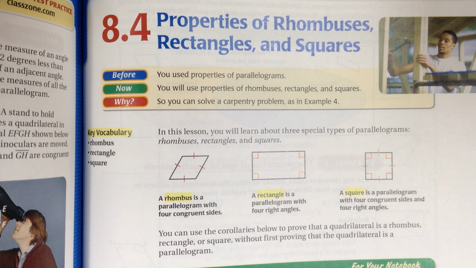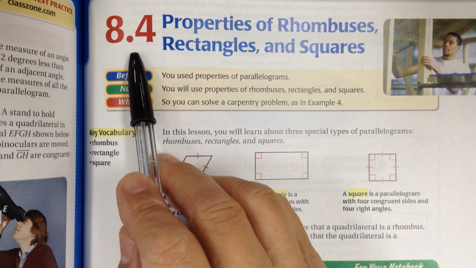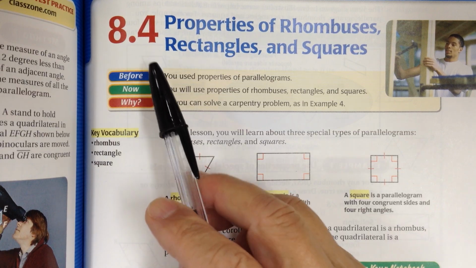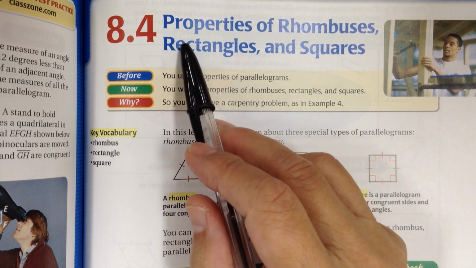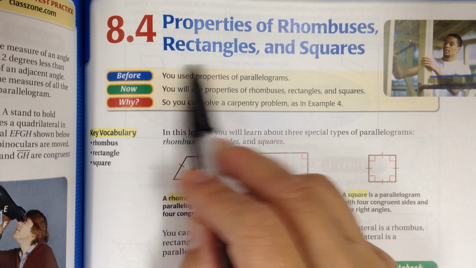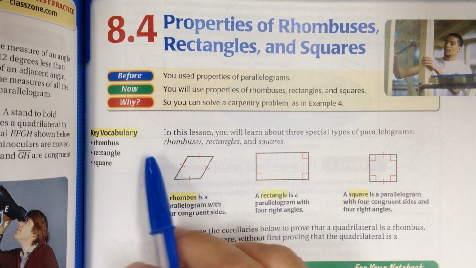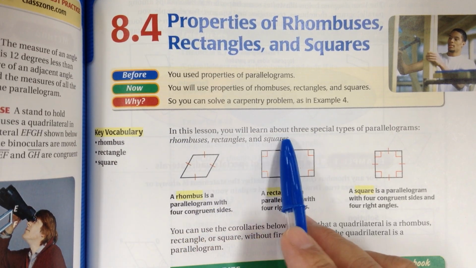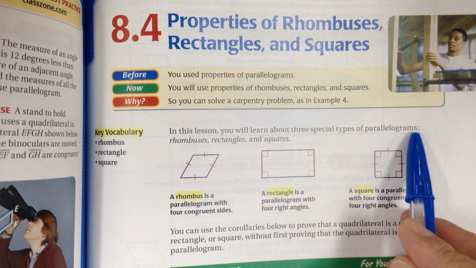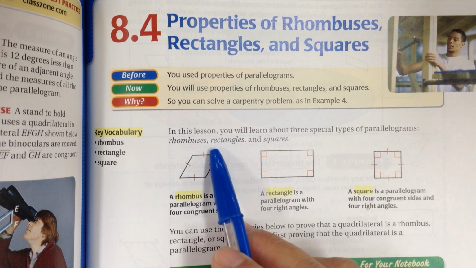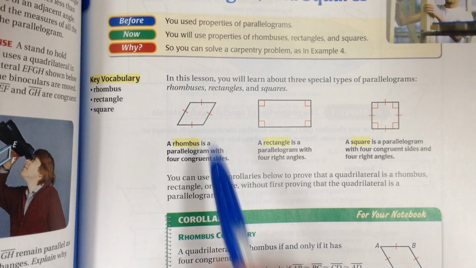Let's go to page 533, and this is lesson 8.4. This lesson is to learn about properties of rhombuses, rectangles, and squares. In this lesson, you will learn about three special types of parallelograms: rhombuses, rectangles, and squares.